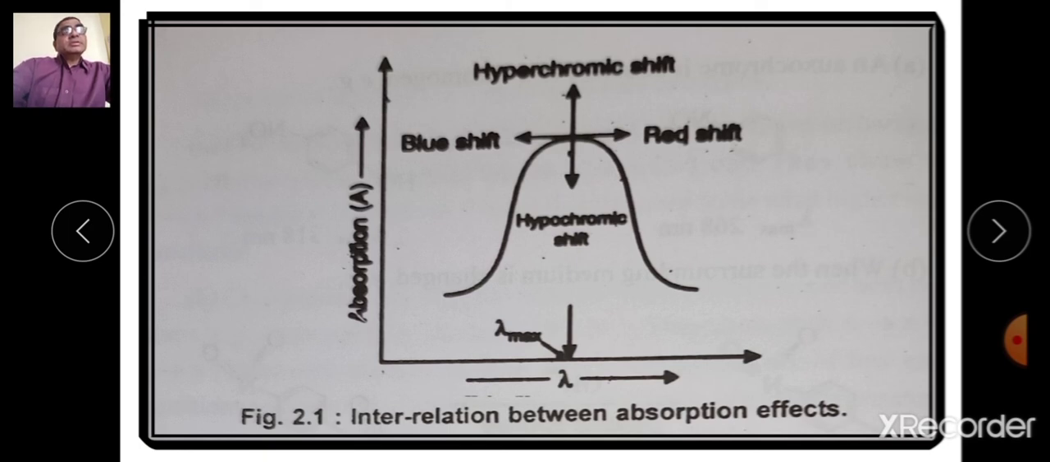Students, the points from these, that is chromophores, auxochromes, are repeatedly asked for short notes, and these shifts are also asked for short notes and for multiple choice questions. Therefore, study the points. With this, I conclude my today's lecture.